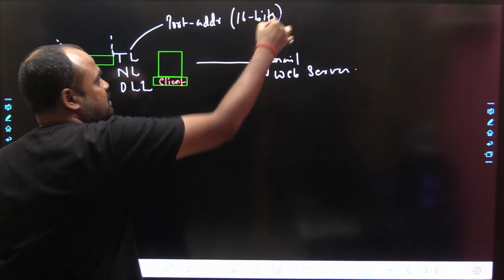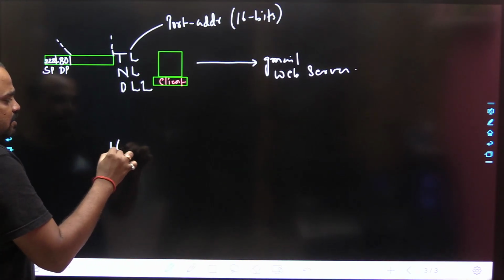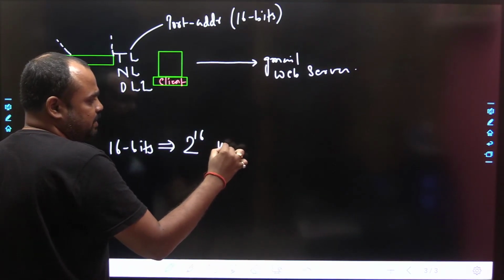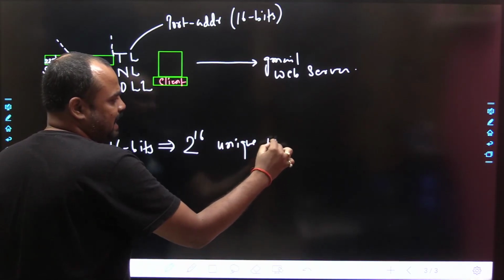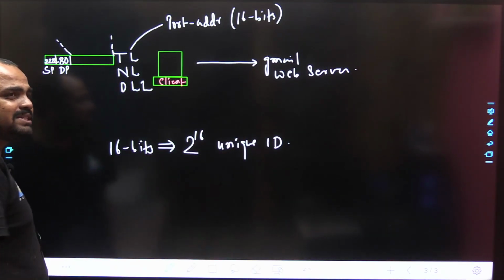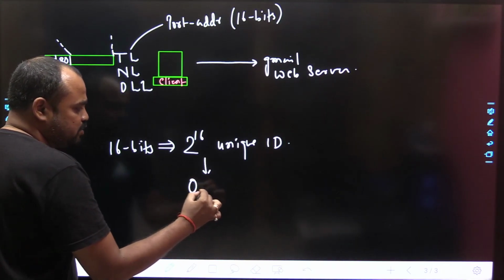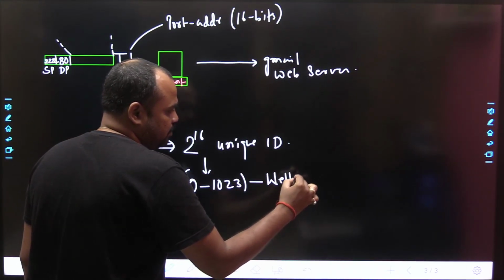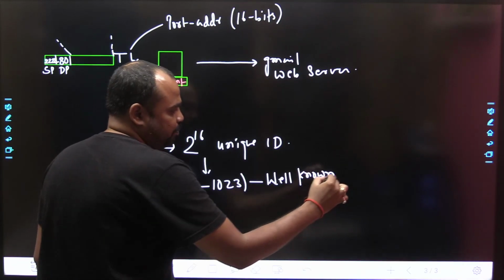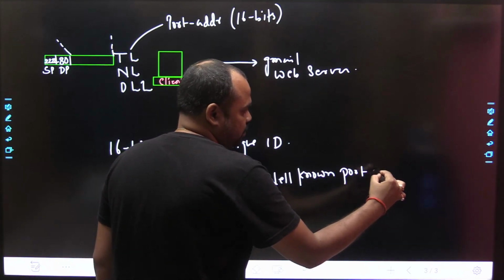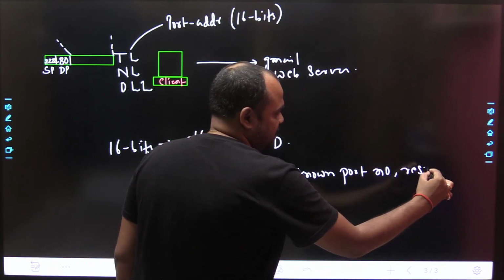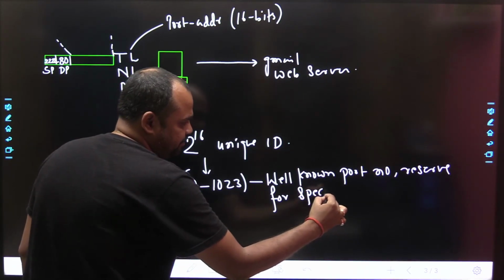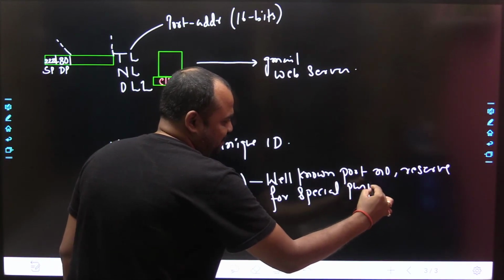16 bits. So from 16 bits you can create 2 to the power 16 unique IDs, yes or no? Out of 2 to the power 16 unique IDs, IDs 0 to 1023 are called well-known port numbers, reserved for special purpose. Are you getting my point or not?